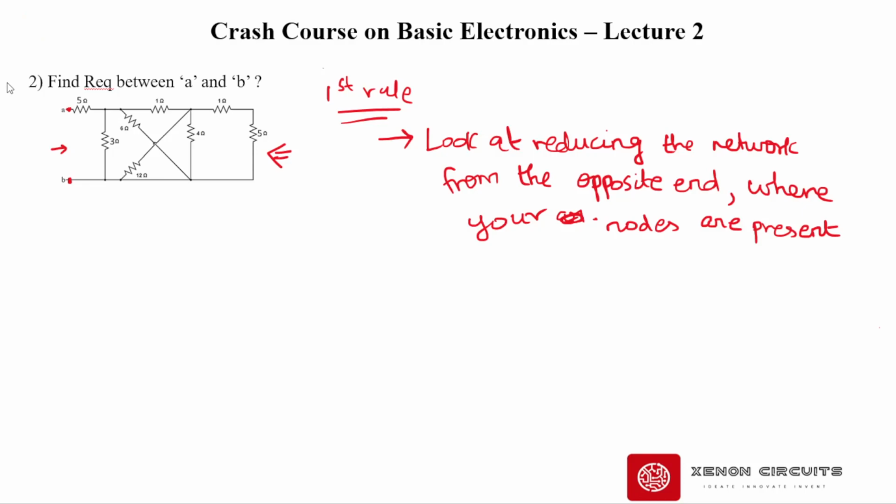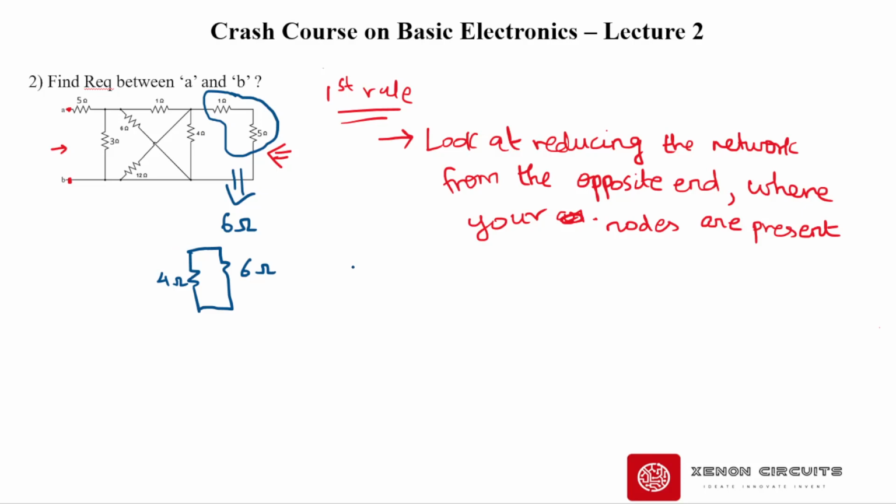Let me change the color of my pen. Now you can see that these two resistors, 1 ohm and 5 ohm, are in series. So the R equivalent between them will be 5 plus 1, which is 6 ohms, right? Now once this is reduced, I can see there are two elements, 6 ohm and 4 ohm, right?